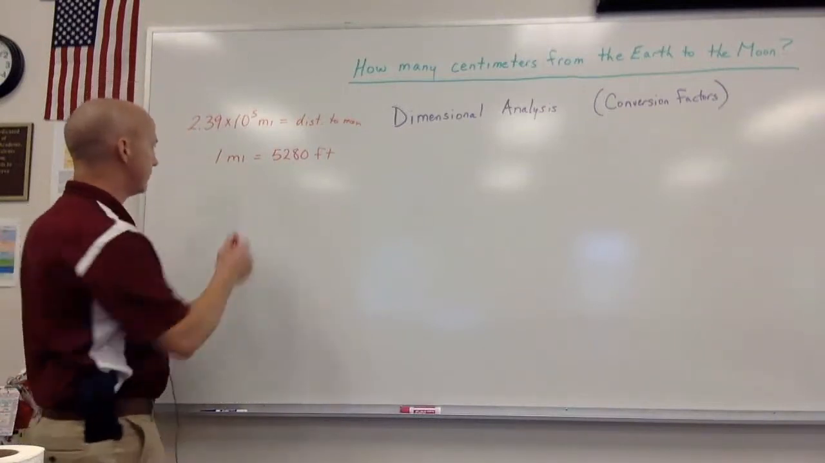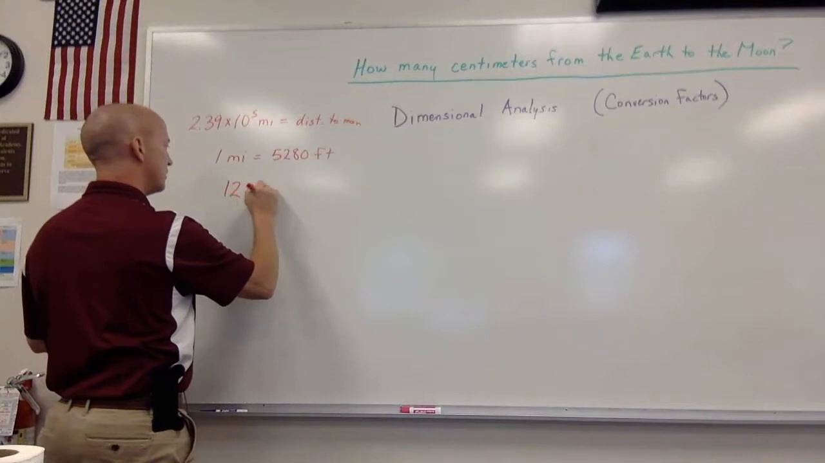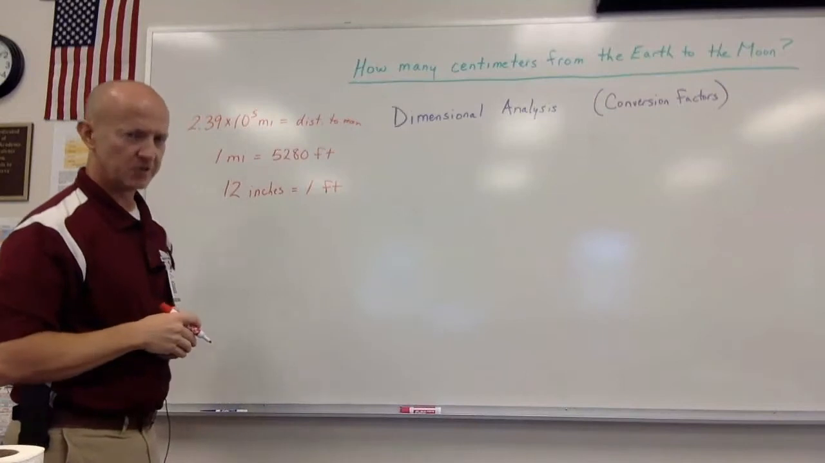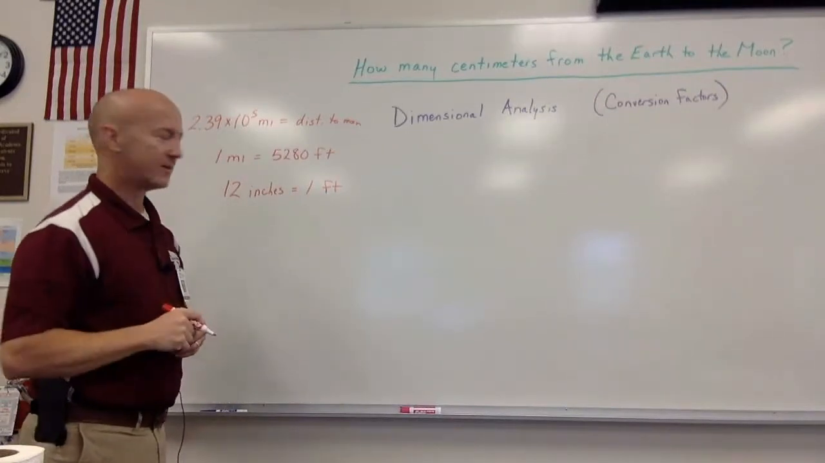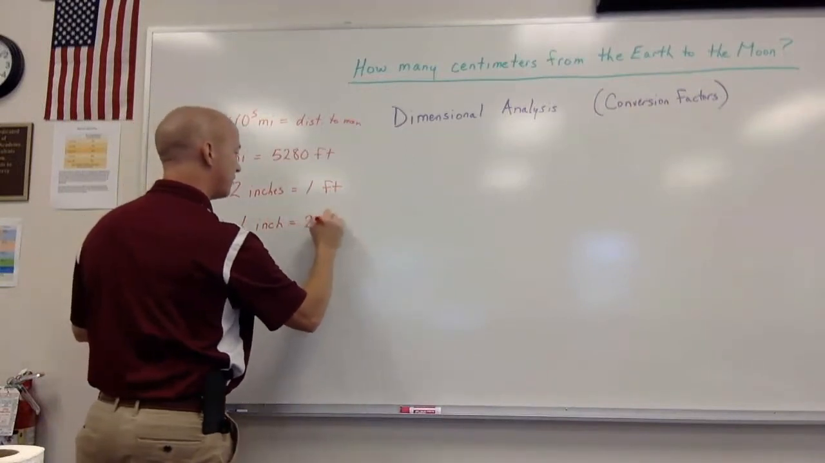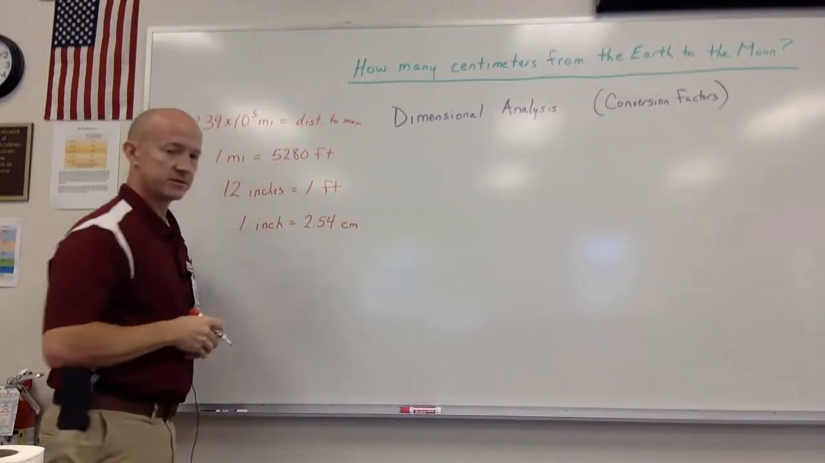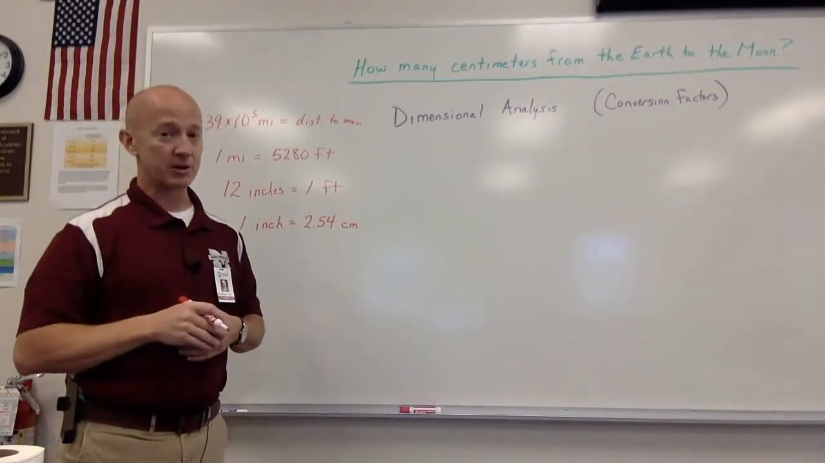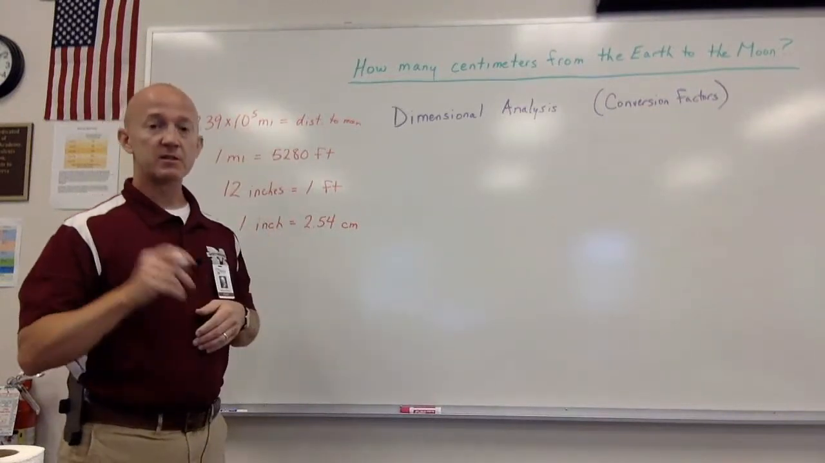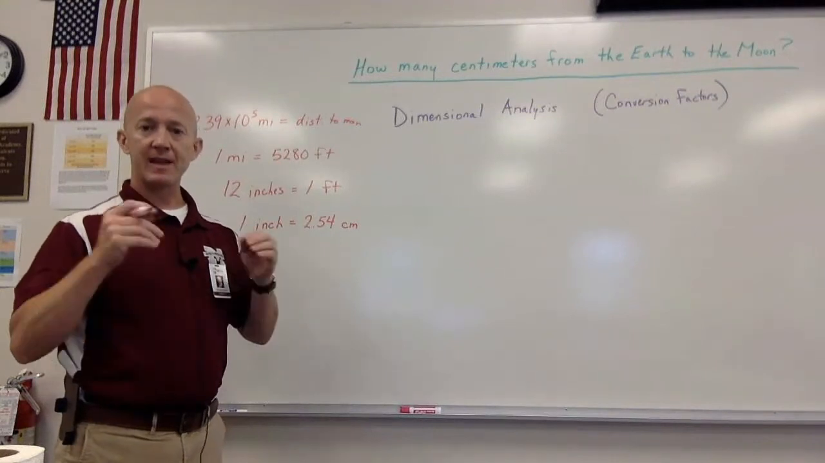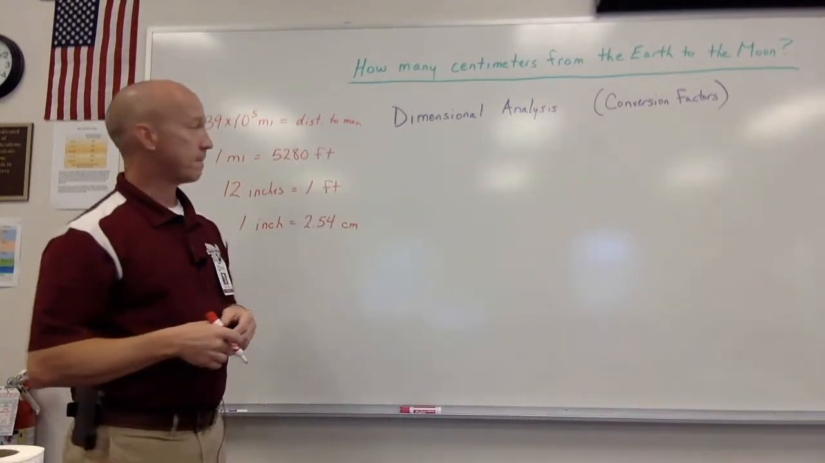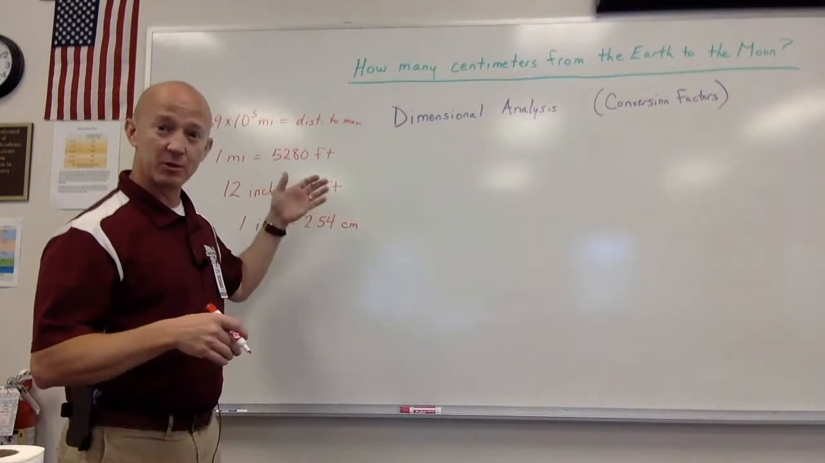How about another one? 12 inches equals 1 foot. You starting to get this? One more. 1 inch equals 2.54 centimeters. Aha. Now we're cooking. Okay? I think we've got all the equivalent statements we need to make our conversion factors. Now we just need to set up our dimensional analysis and arrange it in such a way that the units cancel to give us the units we want.